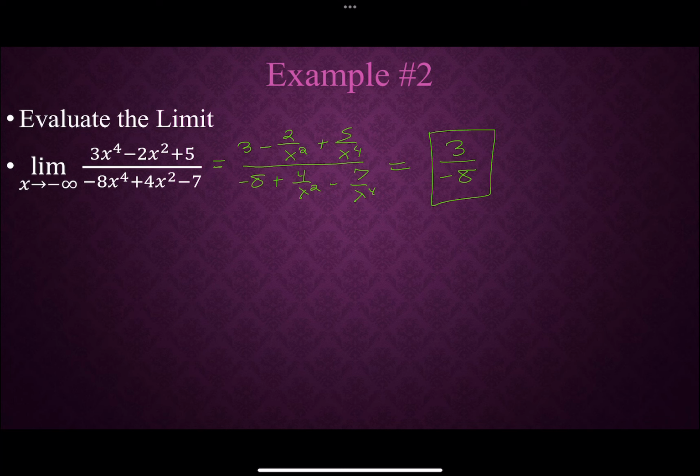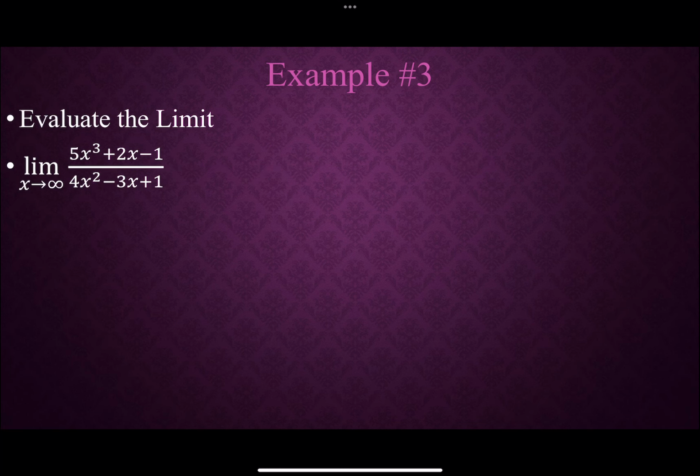No problem. The final scenario with our rational functions was when the biggest exponent was up top. You'll notice here when we divide everything by x cubed, we get 5 and then 2 over x squared, 1 over x cubed, over 4 over x, negative 3 over x squared, 1 over x cubed. We get 5 divided by 0.